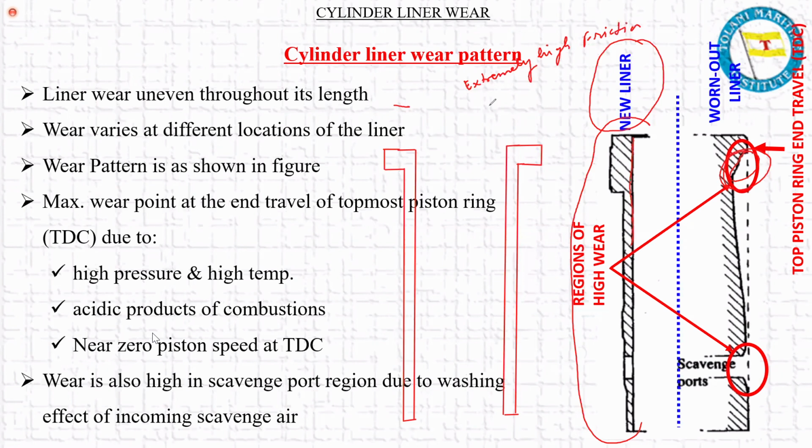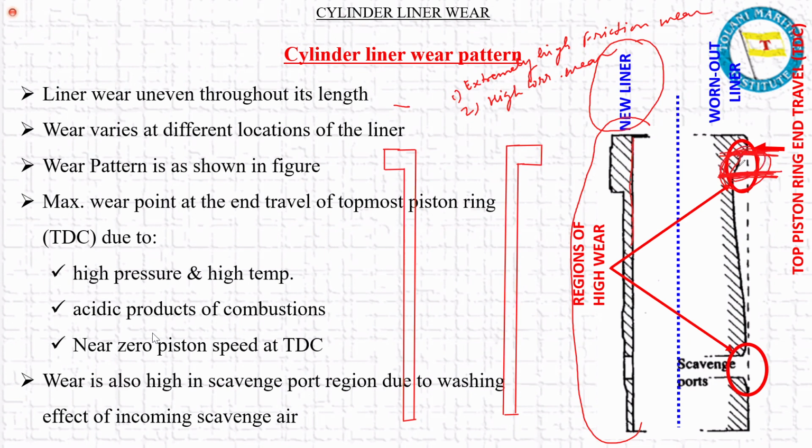And the second is high corrosive wear. Corrosive wear is high. ये टू मेन रीजंस हैं जिसकी वजह से यहाँ पे आपका वेयर रेट इज वेरी हाई, द वेयर इज वेरी हाई. At the end travel of the topmost piston ring, you'll have this wear increasing, and very close to the end travel, the wear will be maximum.